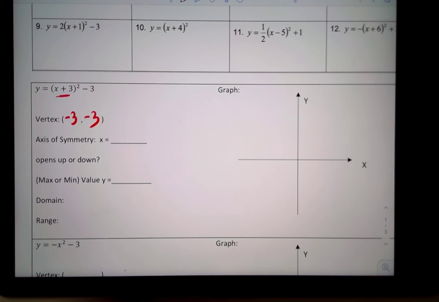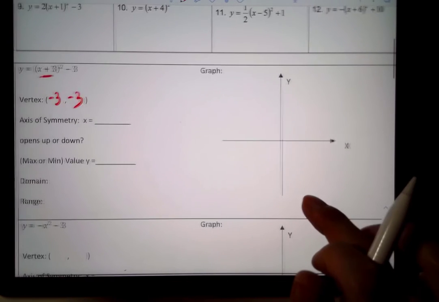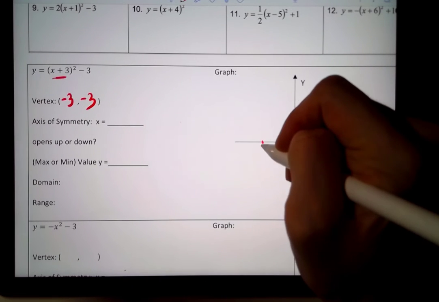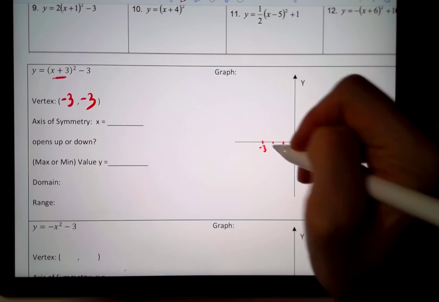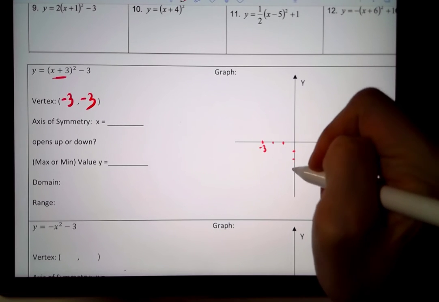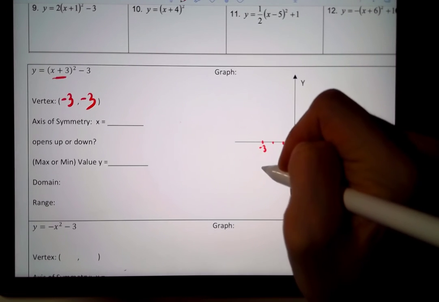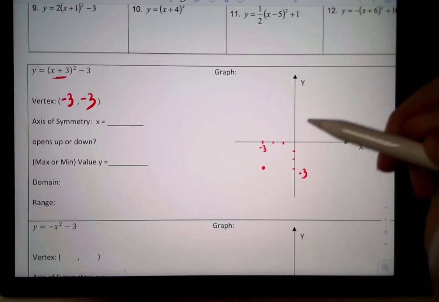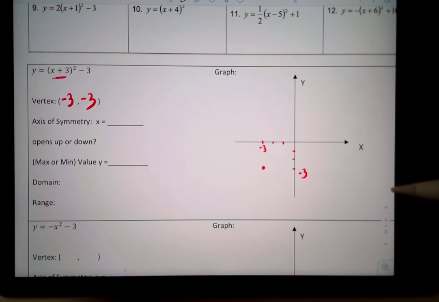So when you sketch that, I will give you kind of a shortcut. So you go to -3 first. So -3 is here. 1, 2, 3. So that's -3 here. So that's my vertex, right? And from here, guys, we do this one. So we need to get at least 5 points.